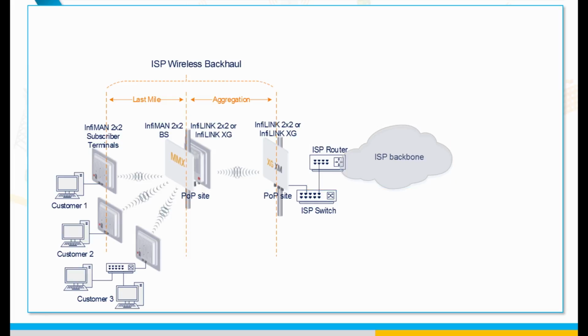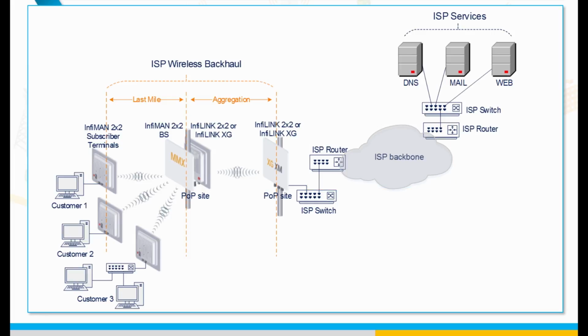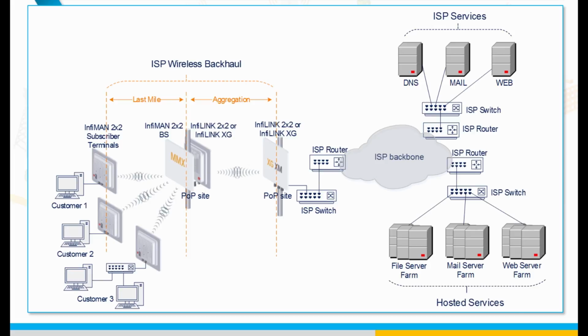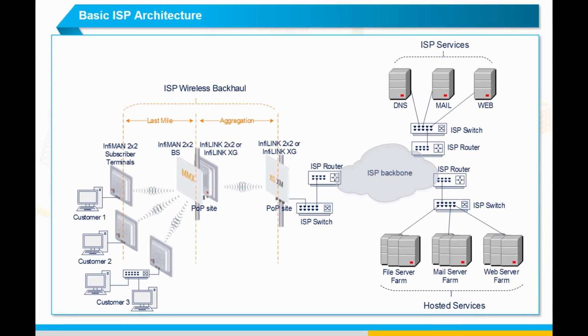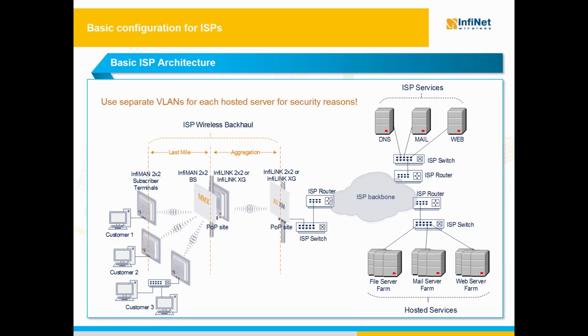We can now introduce the ISP services like DNS, mail or web, and the hosted services, consisting of the file server farm, mail server farm, and web server farm. The basic rule is to use separate VLANs for each hosted server for security reasons. We will next see how to configure the Infinet units in order to ensure VLAN connectivity between the end users and the ISP servers.